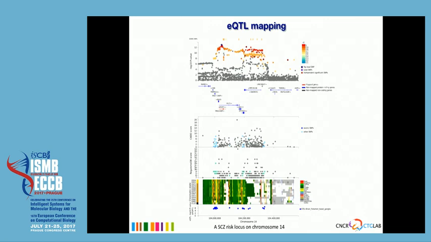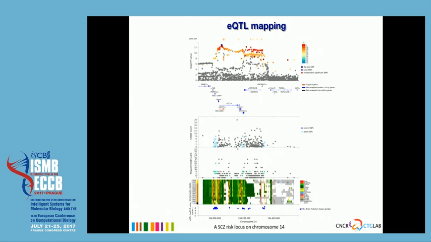So this is just one example of how you can utilize the eQTL mapping. This is one of the risk loci on chromosome 14 from a schizophrenia GWAS. And from the top, the top plot is the zoomed-in Manhattan plot and the genes, and then the CADD score, RegulomeDB, chromatin open chromatin states in the brain, and the eQTLs.